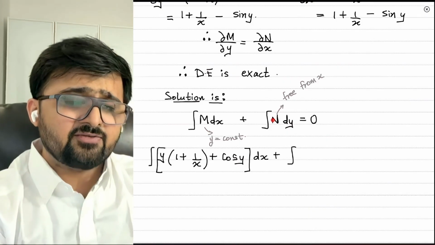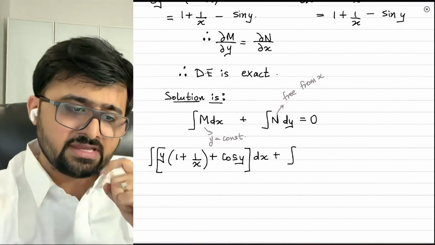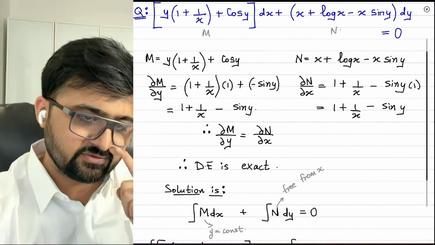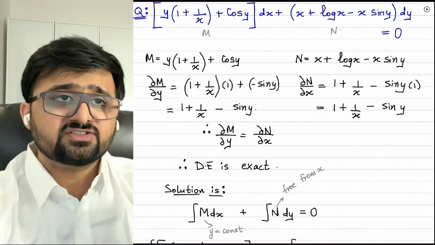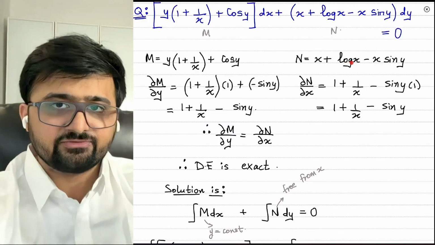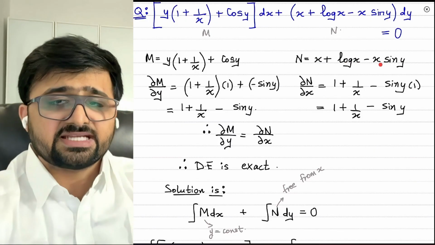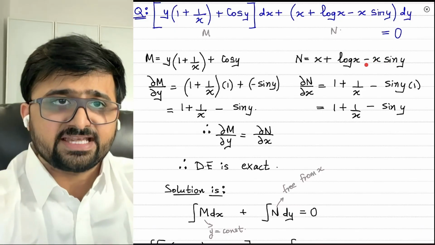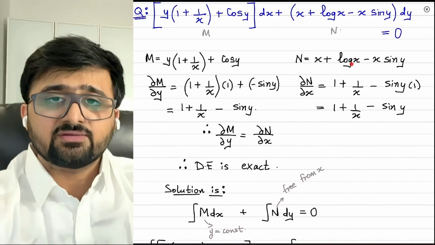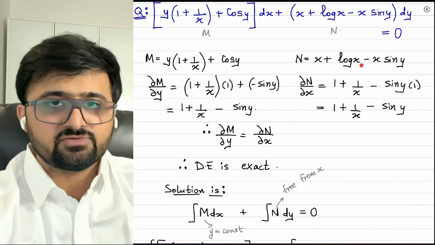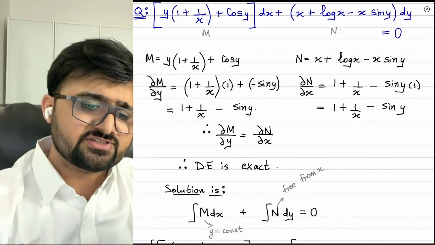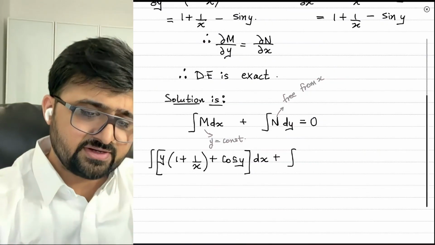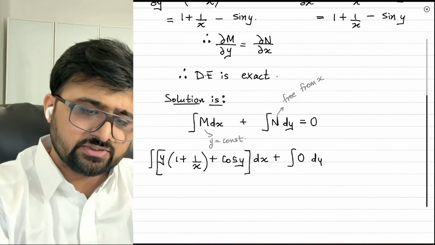Remember, in n, we only have to take the terms which are free from x. So let's see, terms free from x. Here, x is not free from x, log x is not free from x, there is x here. Even x sin y is not free from x because there is x here. So there is no term here which is completely free from x. Everything has x in it, which is why we just take 0 over here.